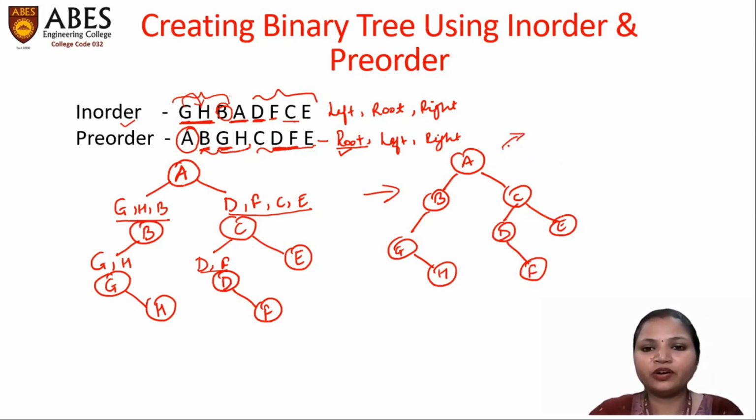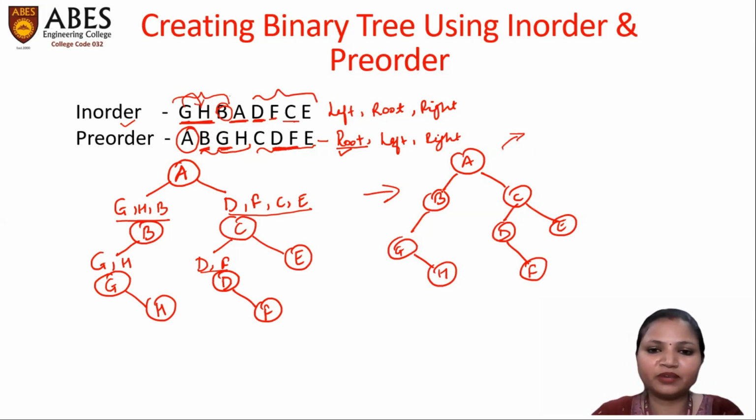Let's find out the in-order traversal. In in-order, the order is left, root, right. So before processing the root, we have to go to the left tree. A is the root. Before traversing A, we first move to the left child.